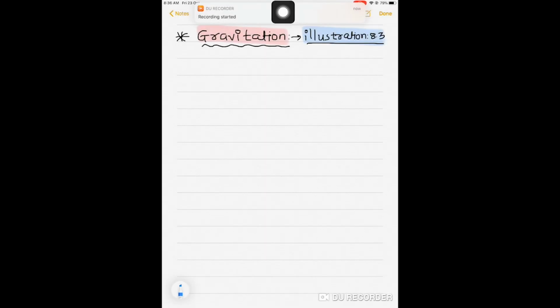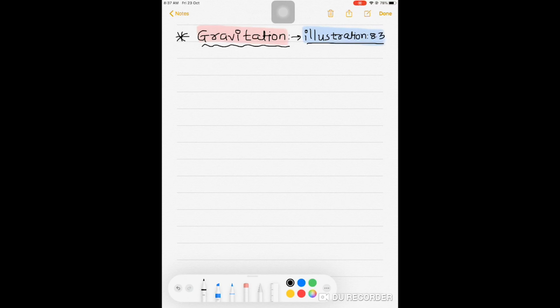Dear friends, today we will see illustration number 3 of chapter number 8, the gravitation. Now, in this example number 3, which is an important example, we are provided with one square-shaped arrangement.